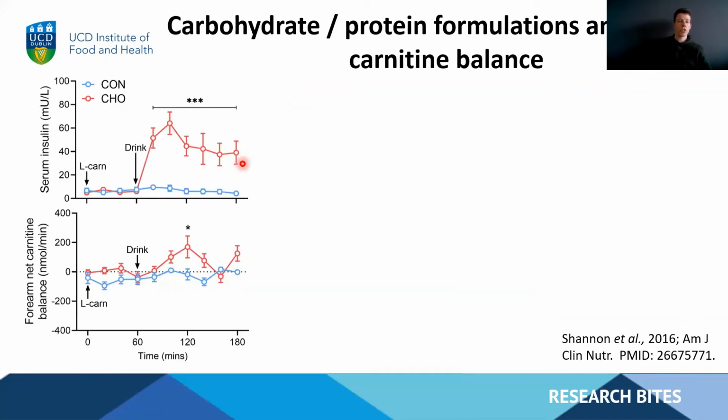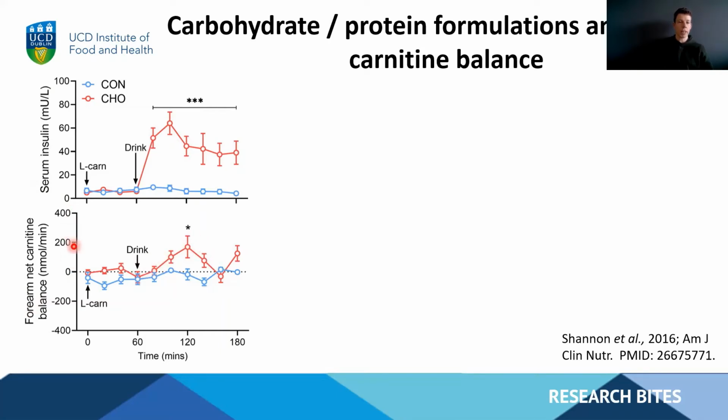So to go look at the results, first of all, I'm just presenting the data for the control versus the carbohydrate drink to sort of show a proof of concept. You can see, as expected, a strong insulin response when we feed carbohydrate. And then when we measure the forearm carnitine balance, you can see a stimulation of this positive carnitine balance in the carbohydrate group.